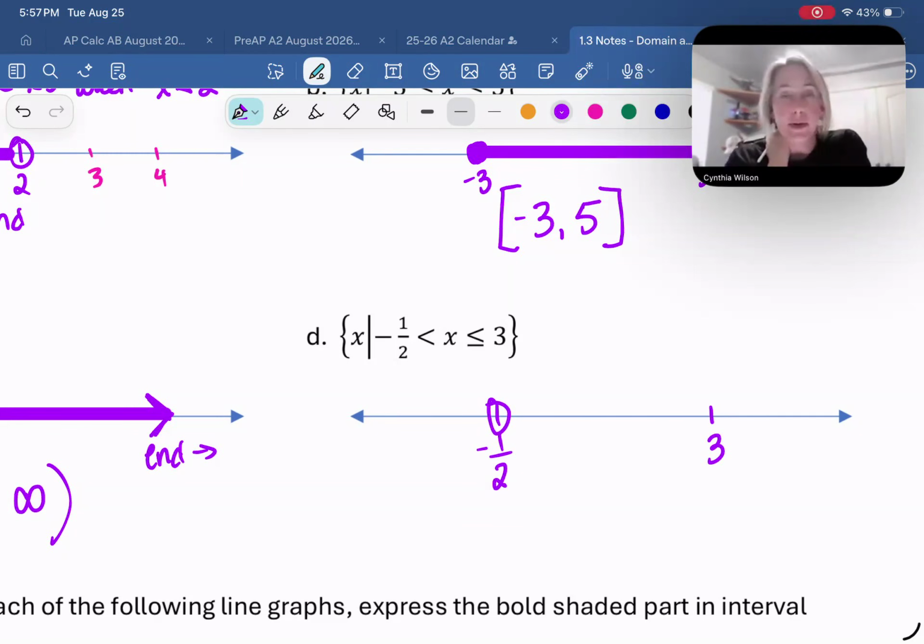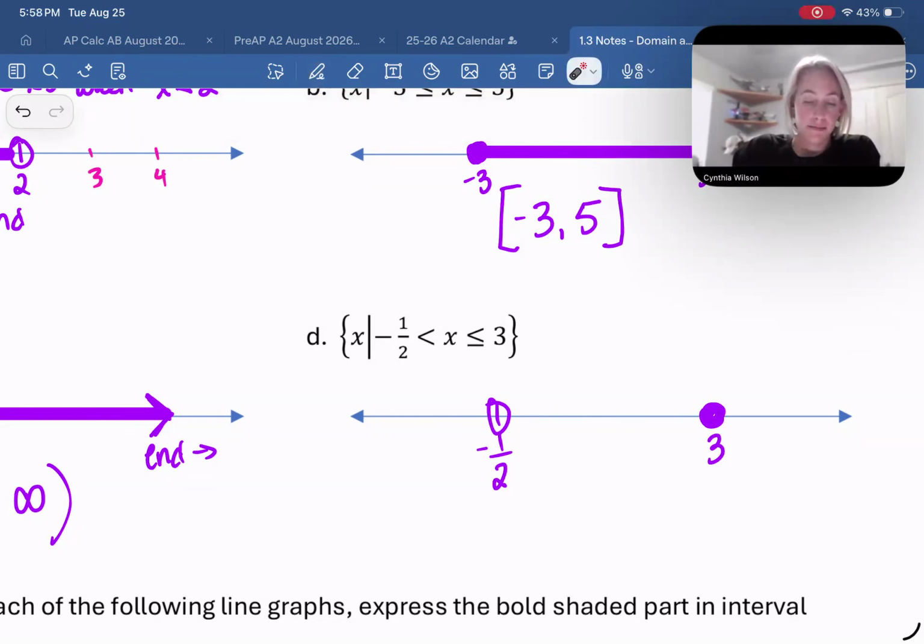What kind of dot am I putting on the 3? Good. Closed. All right, and since x has to be between, that means x's have to be greater than that -1/2, but less than 3. I'm going to connect them.